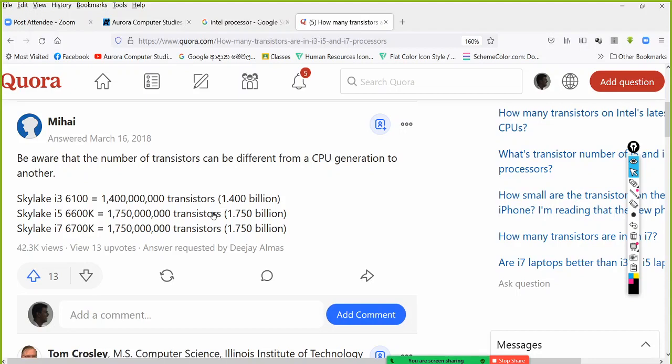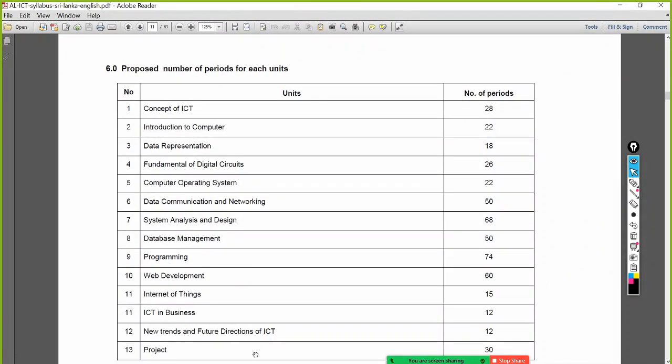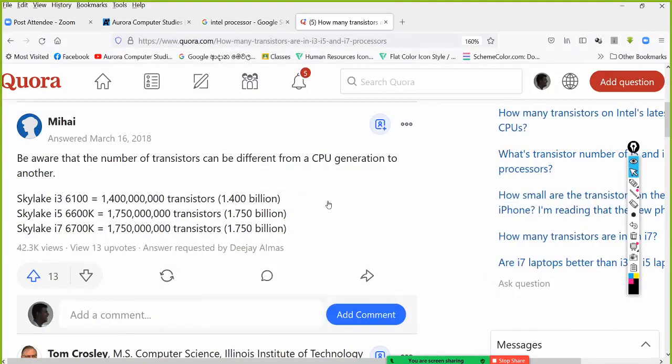You have to know about these things in the final topic. In your A-level ICT syllabus, you have a topic called new trends and future directions, right? If you have a little bit of an idea about that, you may be able to answer this question. What is another technology that engineers are now testing to make processors? Anyone, any idea? Artificial intelligence.